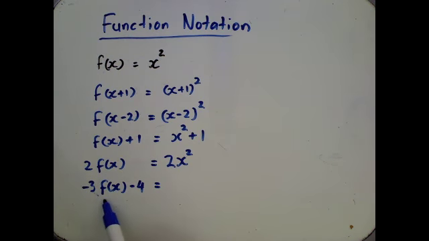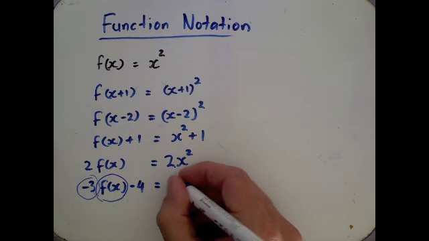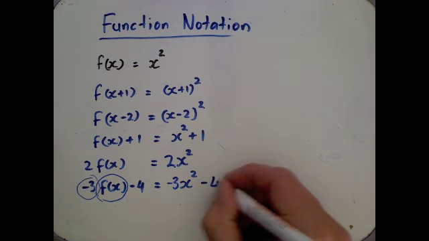Alright, we've got negative 3 multiplied by f of x, and we subtract away 4. Again, we have the f of x, which remember up the top there is equal to x squared, so we put x squared down. We times it by negative 3. We then subtract away 4.